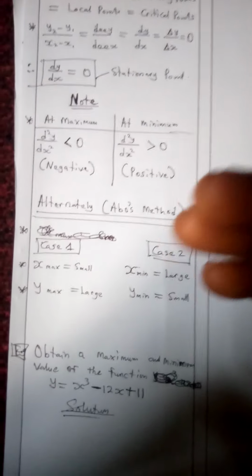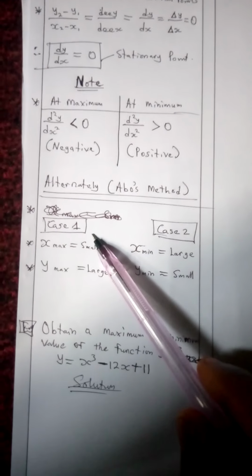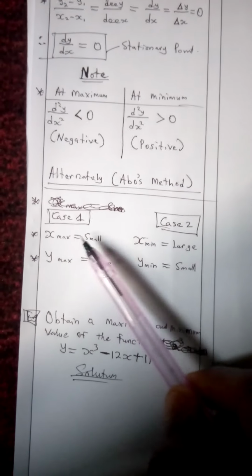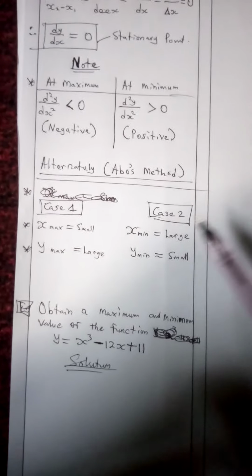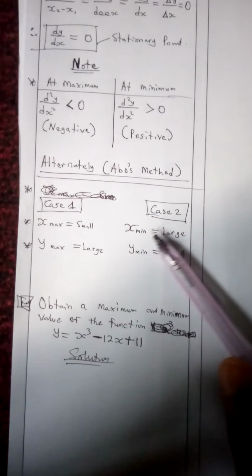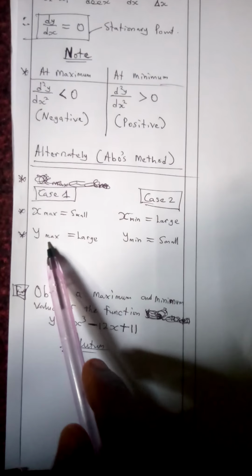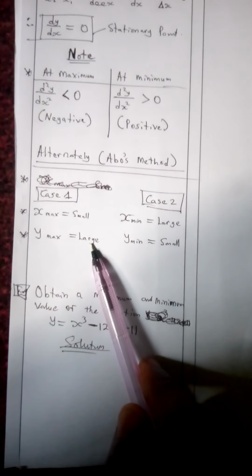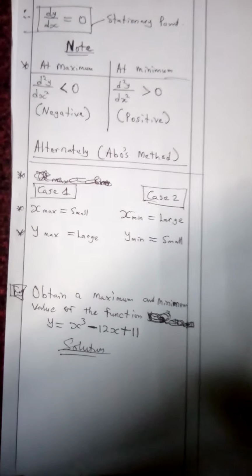So I'm going to make it easier for us. Looking at case 1: the maximum of x is equal to small, and the minimum of x is equal to large, so that the maximum of y is equal to large and the minimum of y is equal to small.